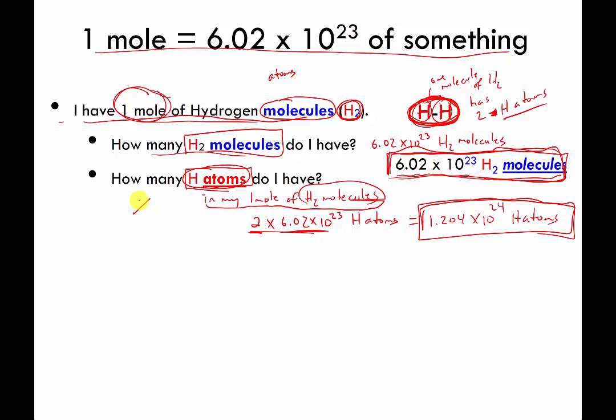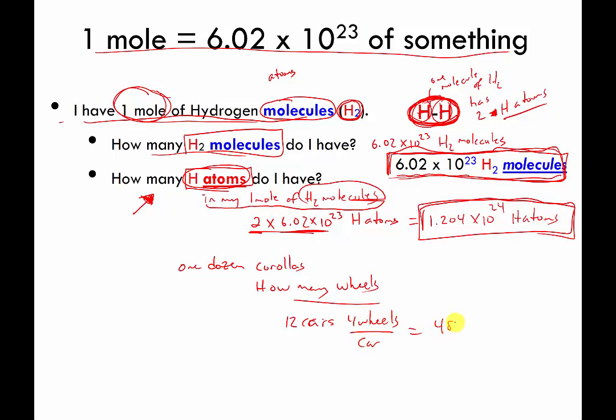This question is very similar to the dozen Toyota Corollas and wheels question that I asked in a previous video. In a previous video, I said you have one dozen Corollas, how many wheels? And probably nobody had a problem with this. We said, well, a dozen is 12 cars, 4 wheels per car, that's 48 wheels total.